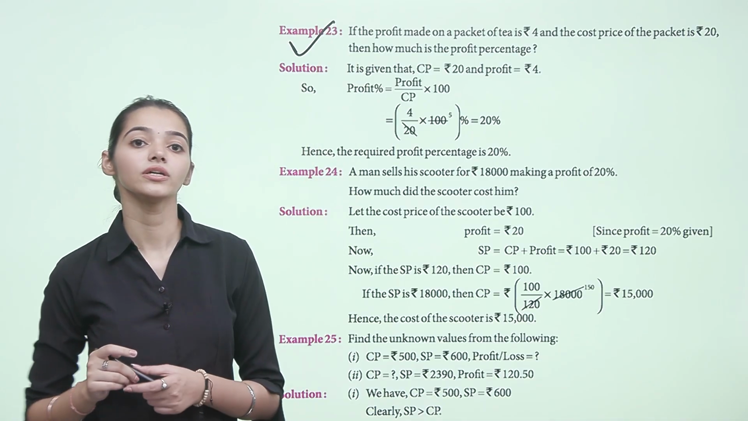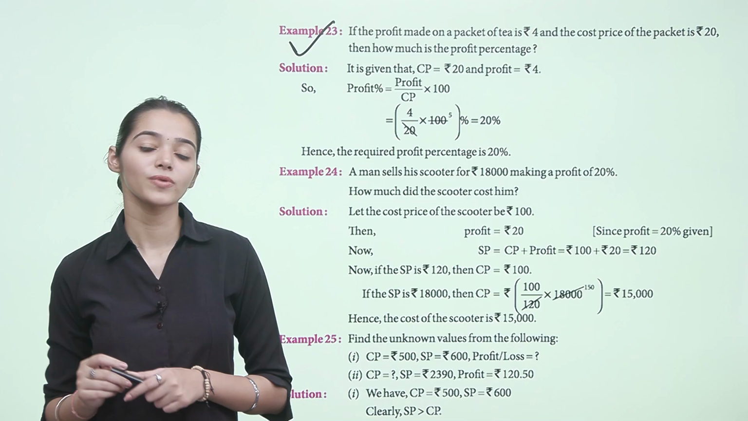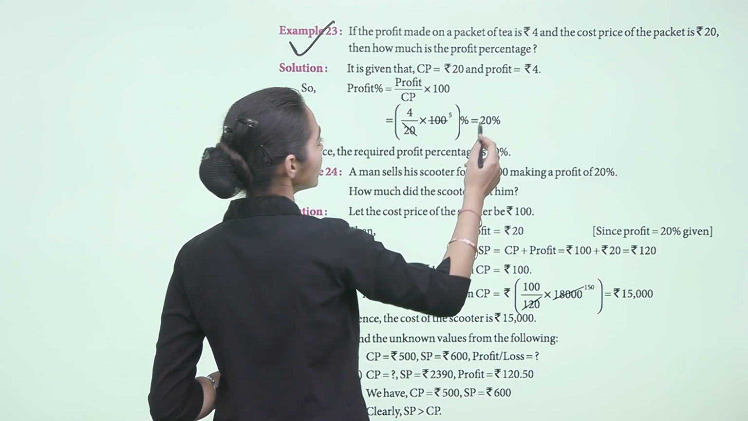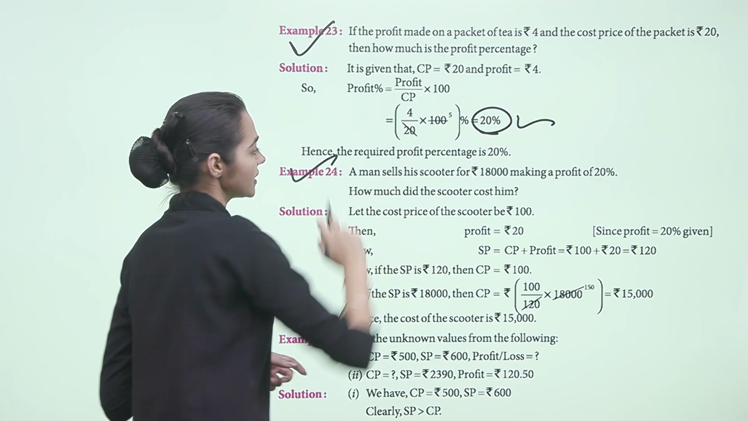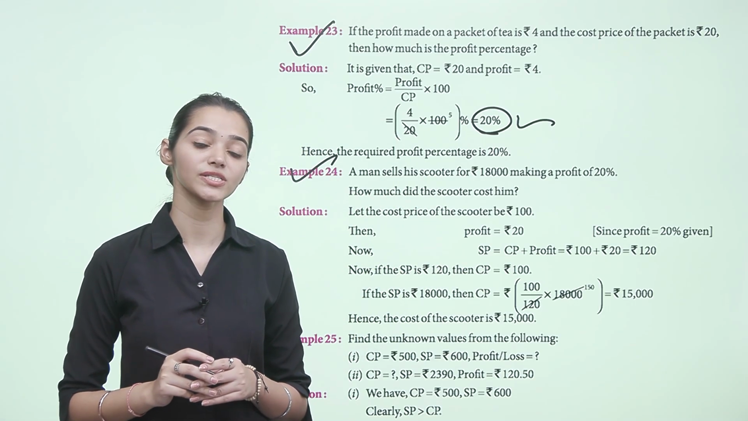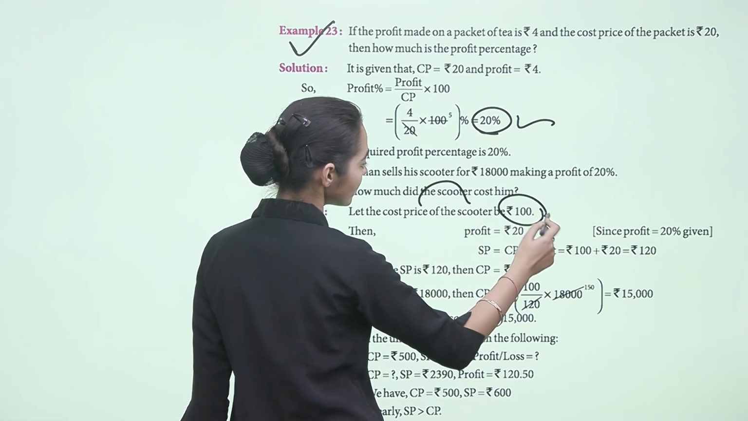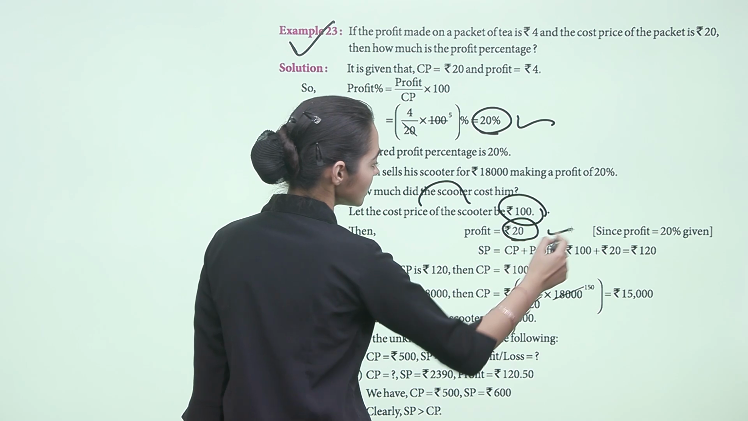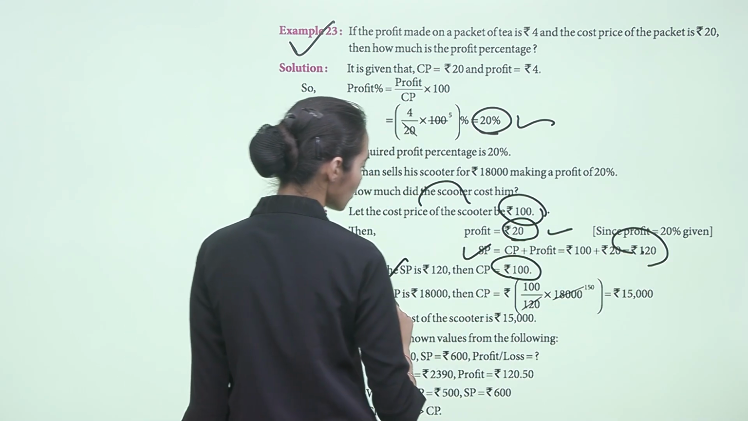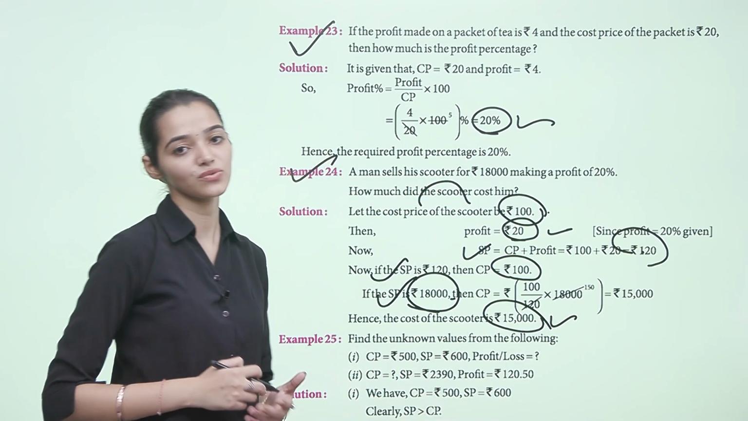In example number 23, the profit made on a packet of tea is 4 rupees and the cost price of the packet is 20 rupees. How much is the profit percentage? That is 4 by 20 into 100, that is 20%. In example number 24, a man sells his scooter for 18,000 rupees and makes a profit of 20%. That means if the cost of the scooter is 100, then with a profit of 20% the selling price will be 120 rupees and the CP is 100. So if the SP is 18,000, the cost price would have been 15,000 rupees.